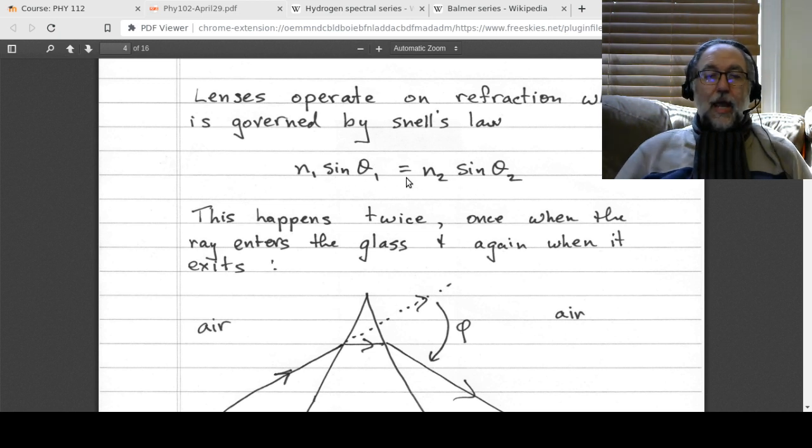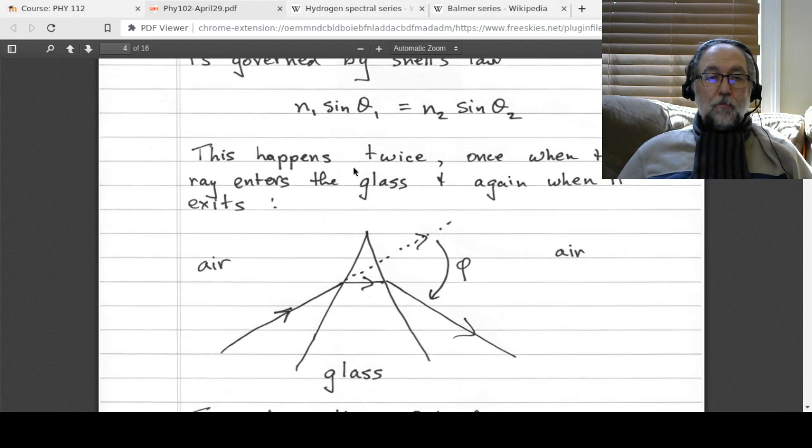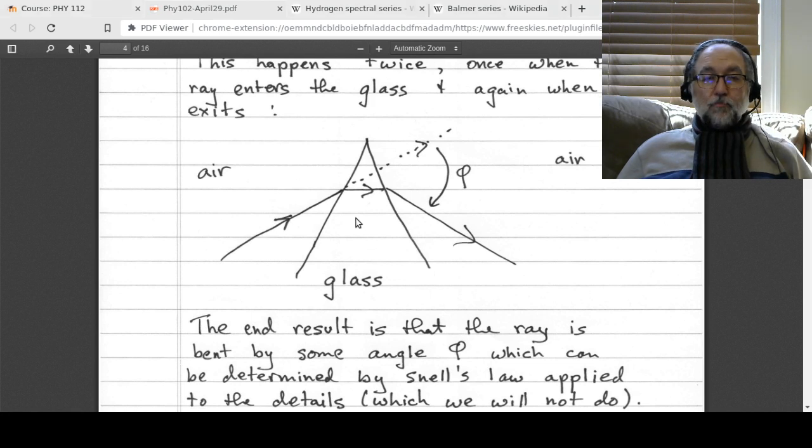Basically what it says is if you have two media, with index of refraction n1 and n2 like that, and you've got an angle in medium 1, sine theta 1, and an angle in medium 2, sine theta 2, then they're related by this formula here. We actually won't need to work with that formula directly, but we can just refer to it.